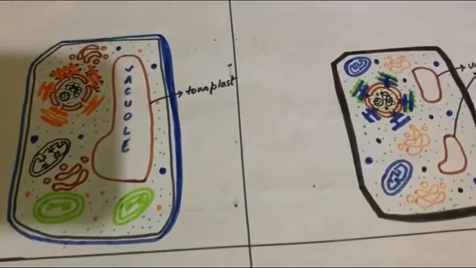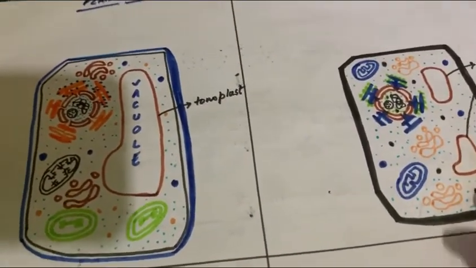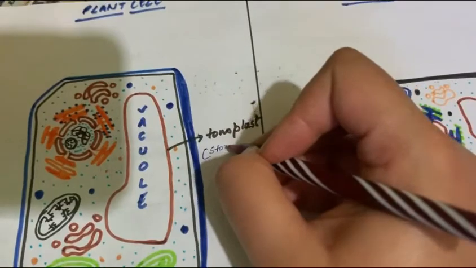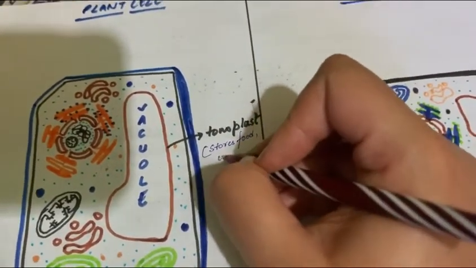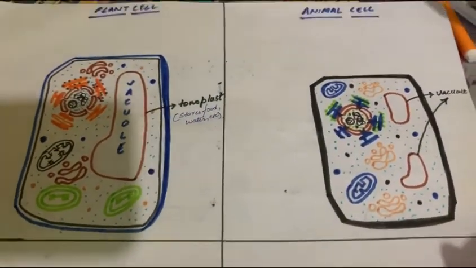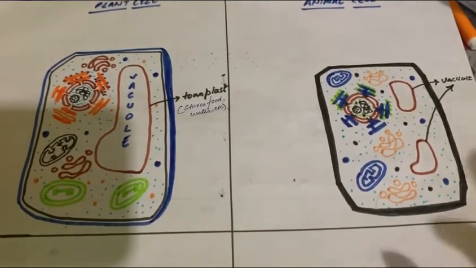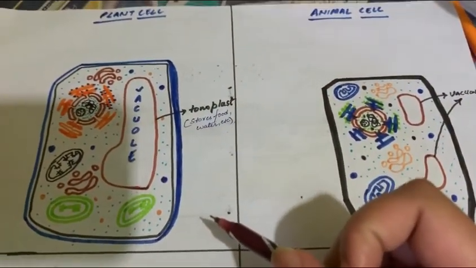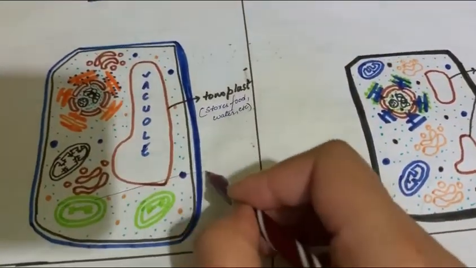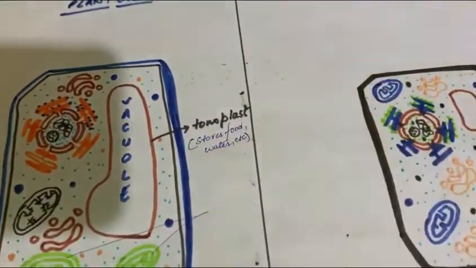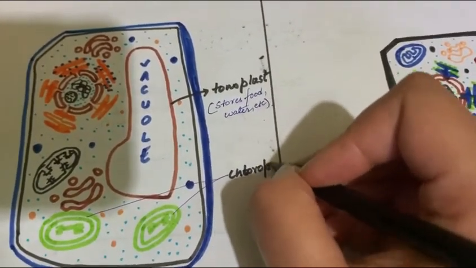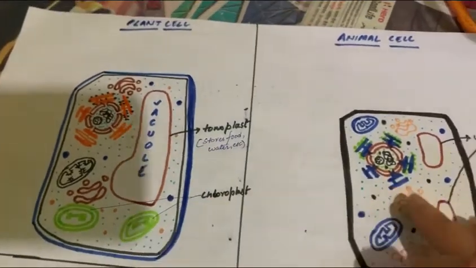What is the function of tonoplast or vacuole? The vacuole's function is that it stores food, water, etc. A plant cell comprises 90% water, all because of the large vacuole present in its cell. Remember. Secondly, these structures are green in color. What are these? These are chloroplasts.